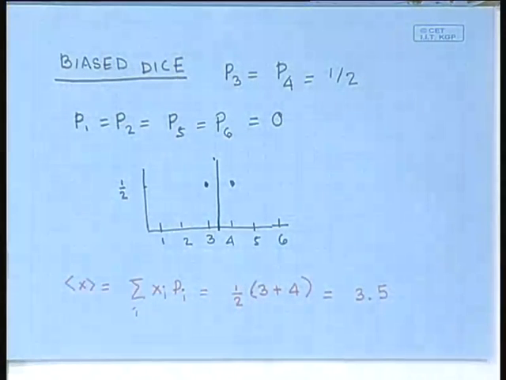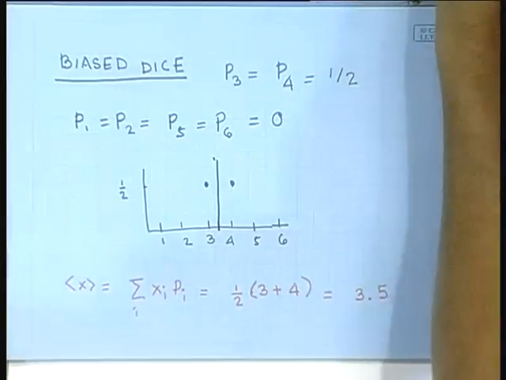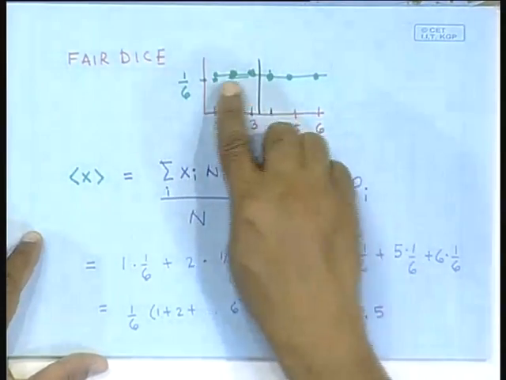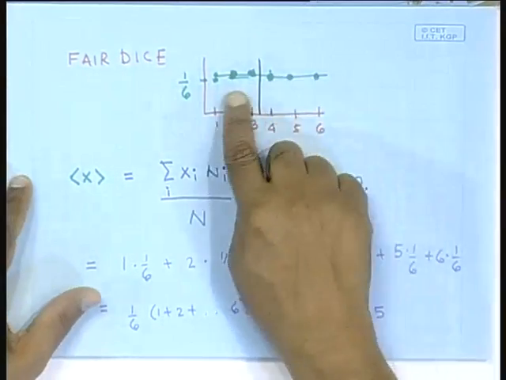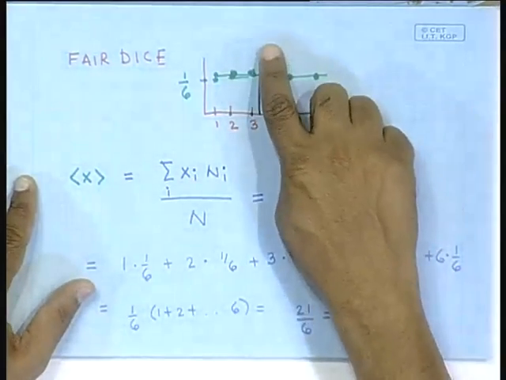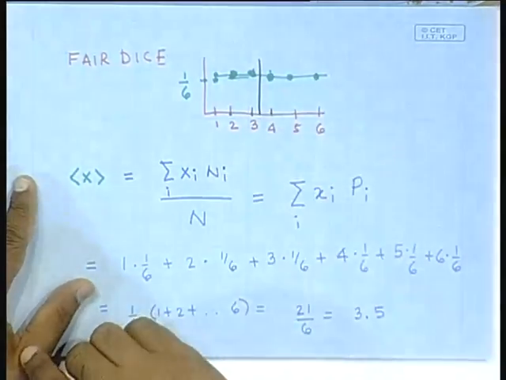So, what we see is that we have considered two possible situations. One, where we have a fair dice, where there is an equal probability of getting any value in the range 1 to 6. The expected value is 3.5, that is the average value.